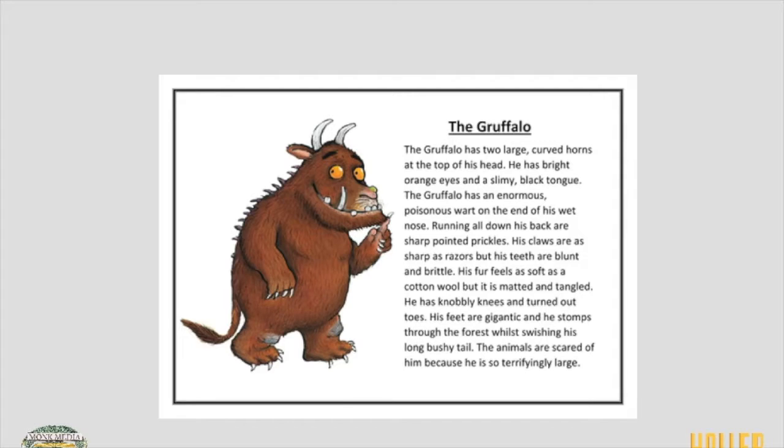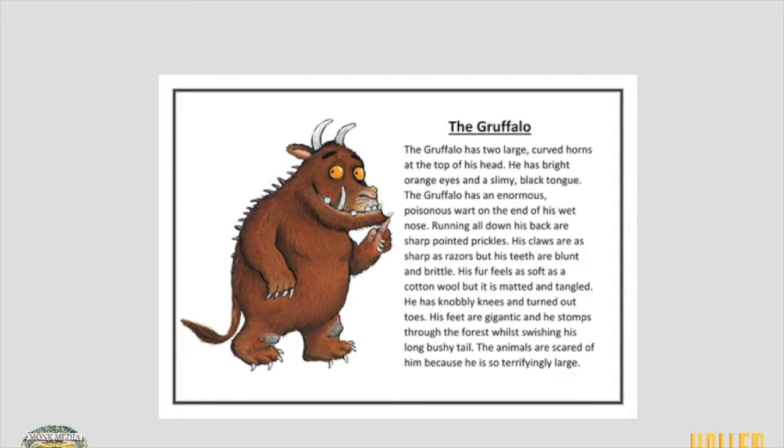So it's called the Gruffalo. Now we have a description of the character, so let's read it together. The Gruffalo has two large curved horns at the top of his head. Now imagine you're not seeing the character at this point. This is just a description. He has bright orange eyes and a slimy black tongue.